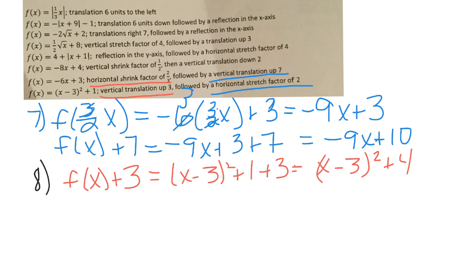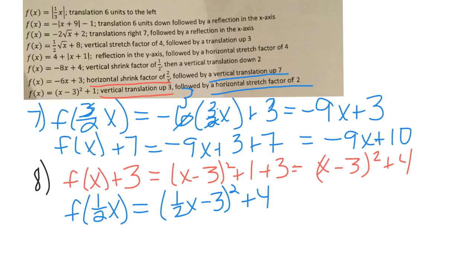You really don't want to FOIL this out until the very, very end. So don't do any of that till the end. And then horizontal stretch factor of 2, remember it goes in as a reciprocal, so that ends up being f of 1/2 x. So that's 1/2 x, replaces the x, minus 3 squared plus 4. And then you could FOIL that out.